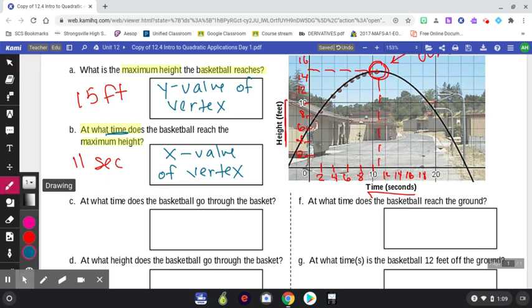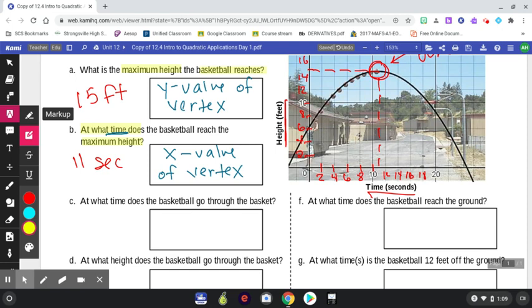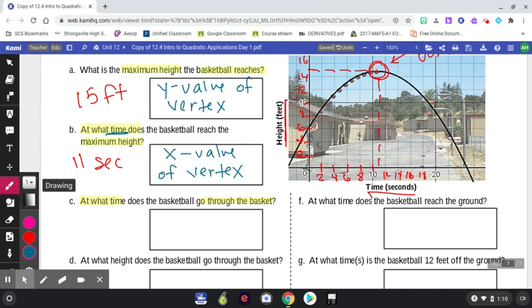Okay, C says, at what time does the basketball go through the basket? So again, I have this at what time. And if they're asking me at what time, that means that I'm going to be looking at an x value. All right, going through the basket looks like it's happening right over here. And the x that goes with that, as I trace down, looks like that's happening at 19 seconds.